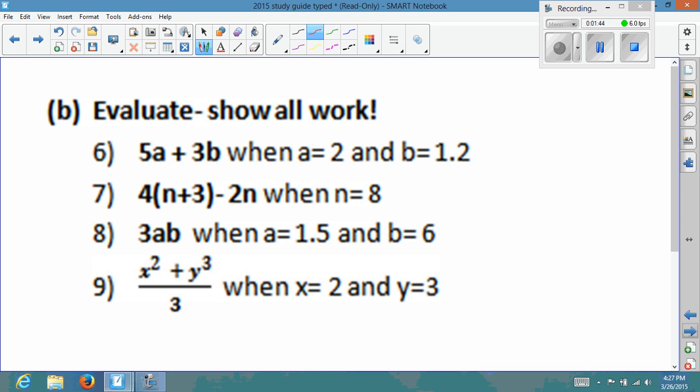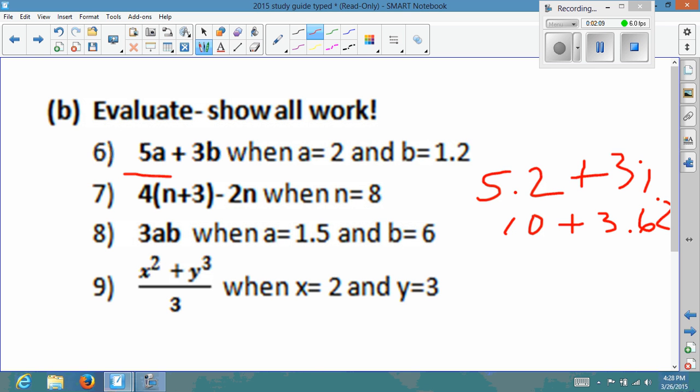Next section, evaluate. Evaluate means you're going to take the value that you're given and substitute it into the equation. When you have a number and a variable snuggled up next to each other, it means you multiply. So 5a means 5 times 2, or 10, plus 3b, which means 3 times 1.2. Well, I know that 3 times 12 is 36, so 3 times 1.2 is 3.6. Add those up, 13 and 6/10 is my answer.